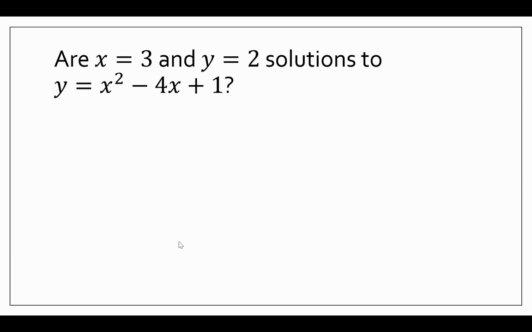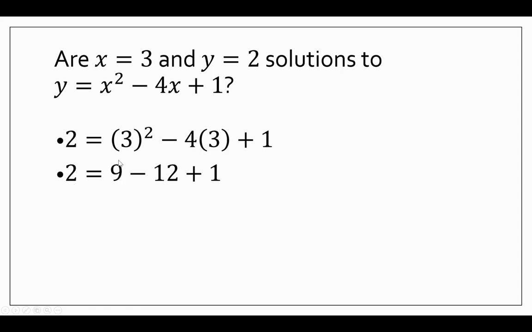Moving on to another example, are x equals 3 and y equals 2 solutions to y equals x squared minus 4x plus 1? Again, we can plug in these numbers. So we substitute 2 for y, substitute 3 for x, and we get 2 equals 3 squared minus 4 times 3 plus 1. We have an exponent here, so we have to do our exponent first. 2 equals 3 squared, which is 9, minus, and we did our multiplication as well right away, 4 times 3, which is 12, plus 1. So 9 minus 12 plus 1 is equal to negative 2. So no, x is 3 and y is 2 are not solutions to this problem.